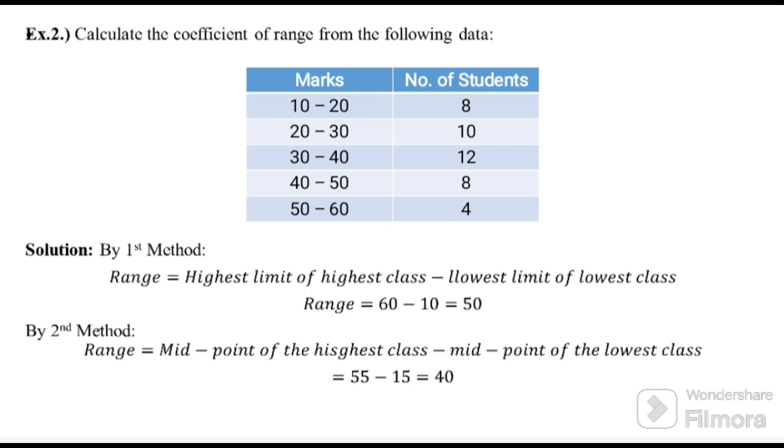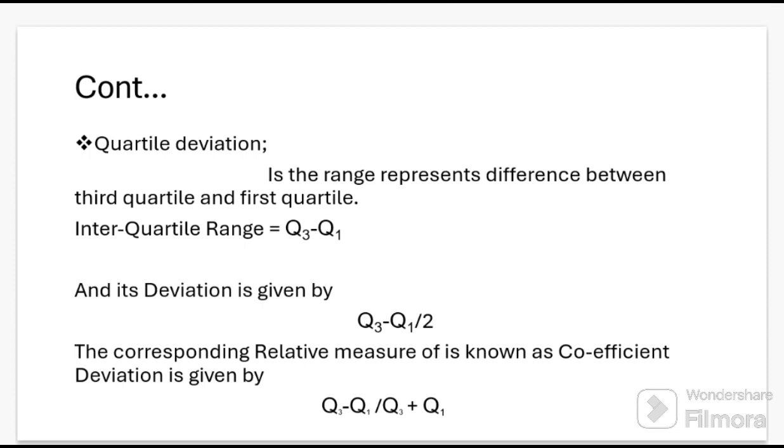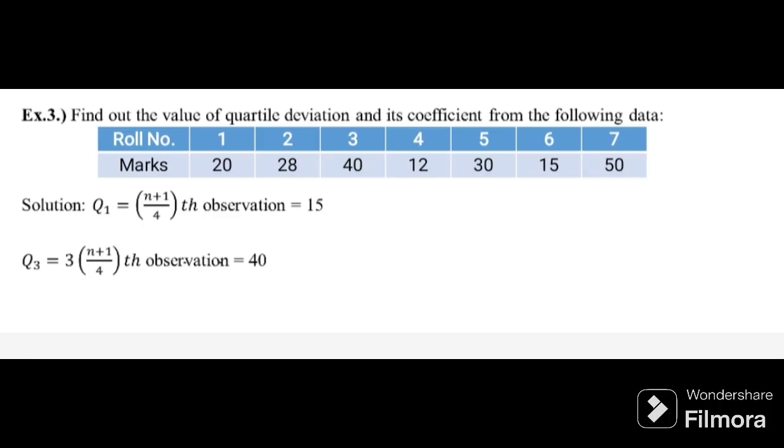In this example 2, for the range, we took the highest limit of the highest class minus the lowest limit of the lowest class, which equals 50. The midpoint of the highest class minus the midpoint of the lowest class gives 40.